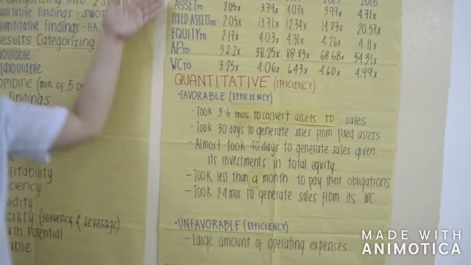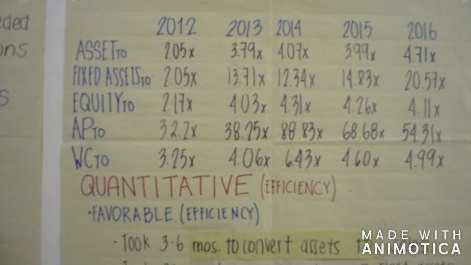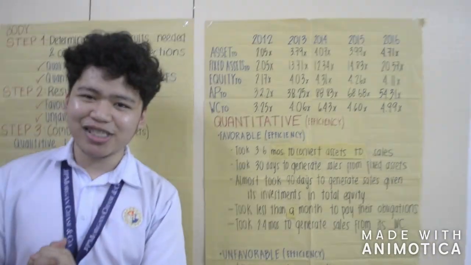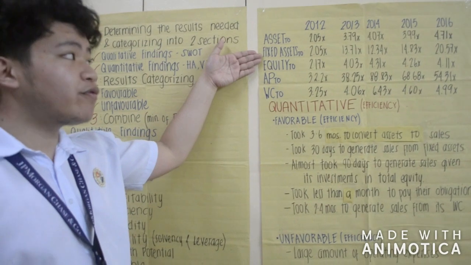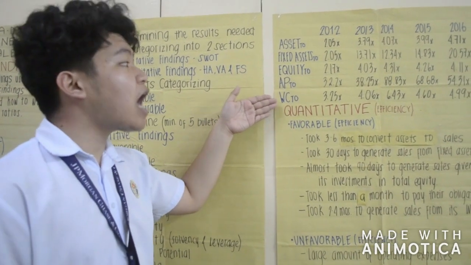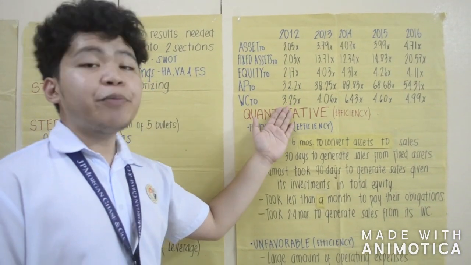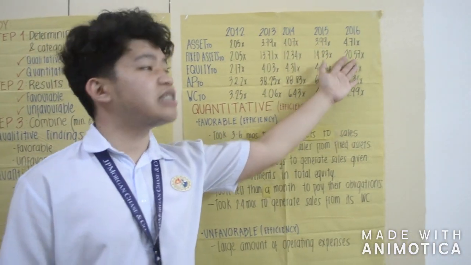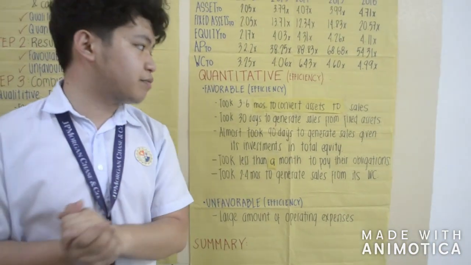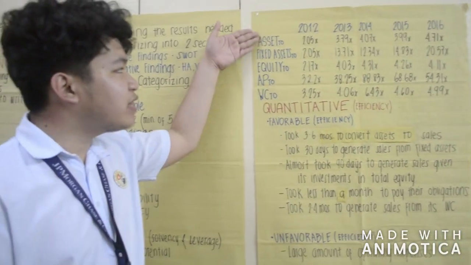Next, we already know the different steps in writing research findings. Let's go to instances, and we will give examples on how to write findings in a research paper. I will discuss one financial ratio, specifically the efficiency ratio, which is in the quantitative findings. These are the 5 efficiency ratios from the Ping Ping Lechon and Restaurant Incorporation financial statements: asset turnover, fixed asset turnover, equity turnover, accounts payable turnover, and working capital turnover. These are the computed answers from the 2012 to 2016 five-year audited financial statement of Ping Ping Lechon. So, what are the favorable results of this efficiency ratio?